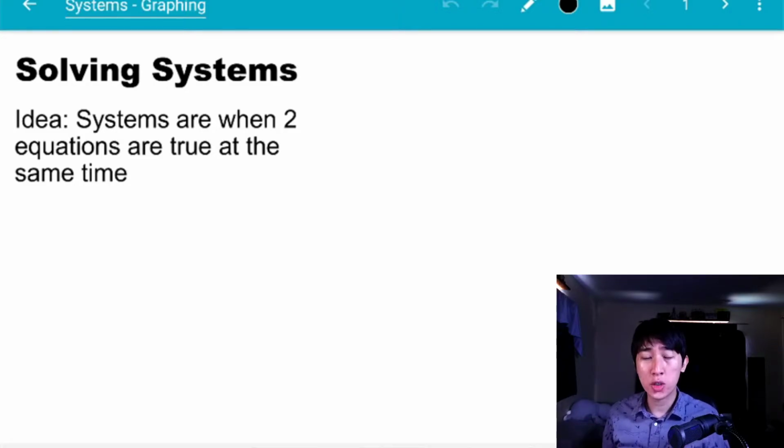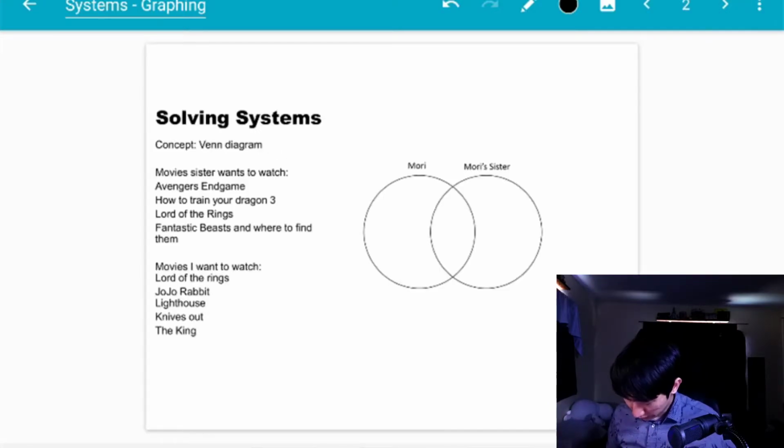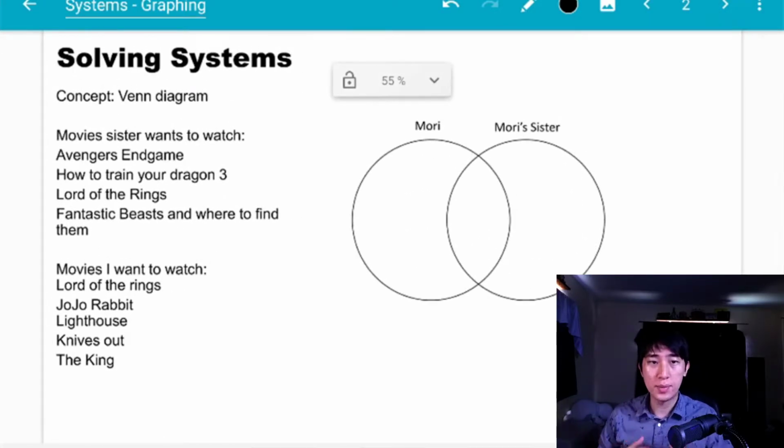And if both of them are true at the same time, it limits the number of possible solutions that we can use. So that's the general idea behind systems. All systems are saying is we have two equations that should be true at the same time. All right, now moving on with that. This is the general concept.